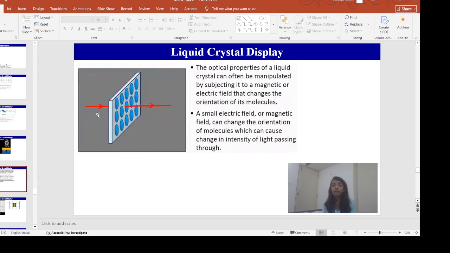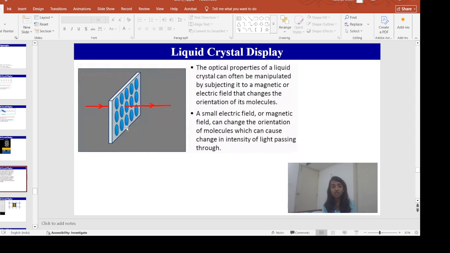Now, when light is incident on this, you can see the light is coming from the back side, and here the light is coming out from this liquid crystal thin film. If somehow we can manipulate the arrangement of the liquid crystal molecules in this thin film, then we can control the intensity of the light that is coming out from this LCD. Now the question is how we can manipulate the orientation of these liquid crystal molecules.